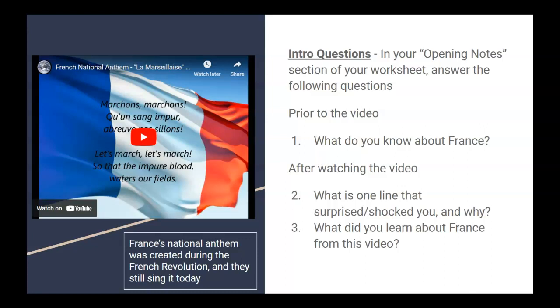Now you're going to be watching the video to the left right here. It is the French national anthem, which was created during the French Revolution. While watching the video or after watching the video, you're going to write down answers to these 2 questions. What's one line or lyric that surprised or shocked you from the video, and why? And what did you learn about France from this video, from their national anthem? So take some time to think and talk about that after you watch the video. Watch the video now, then do your thing, and then move on.